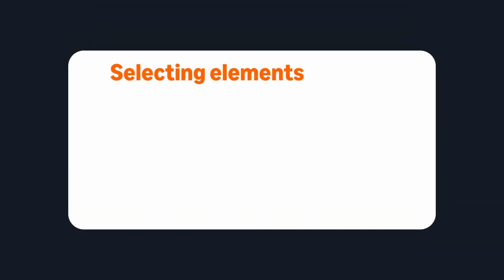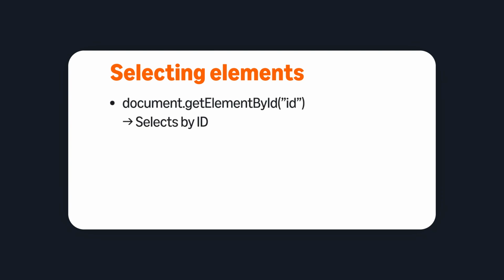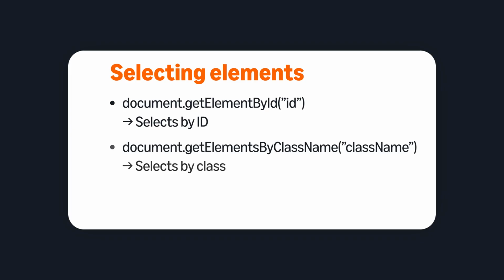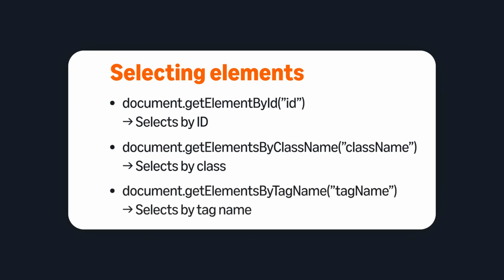needing to reload it. JavaScript can access and manipulate DOM elements using several methods, which can be grouped into three main tasks. You can select elements using specific methods. document.getElementById selects an element by its ID. document.getElementsByClassName selects all elements with a specific class name. document.getElementsByTagName selects all elements with a specific tag name, such as p, div, and so on.